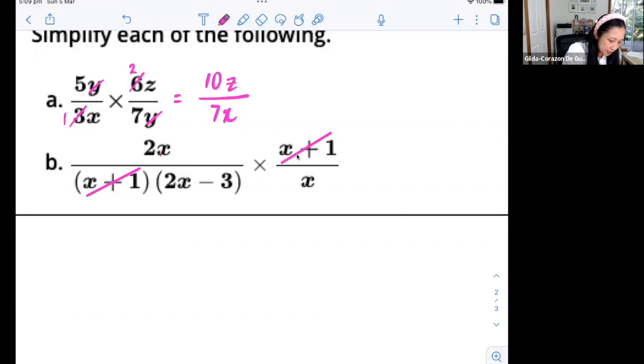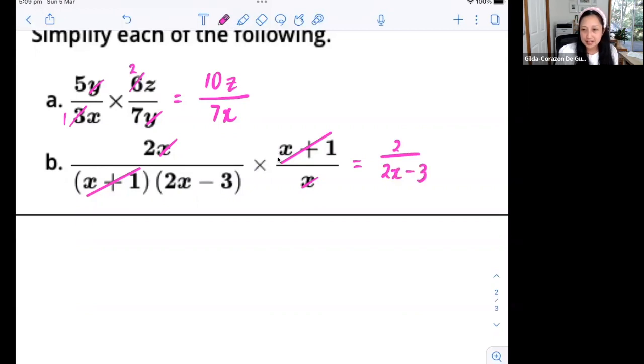Okay, you need to cancel the x and x there, right? You can't cancel the 2 and the 2 there because the 2 is part of this binomial here, right? Therefore, you're done with canceling. What do you have on top? You've got 2 over 2x minus 3.